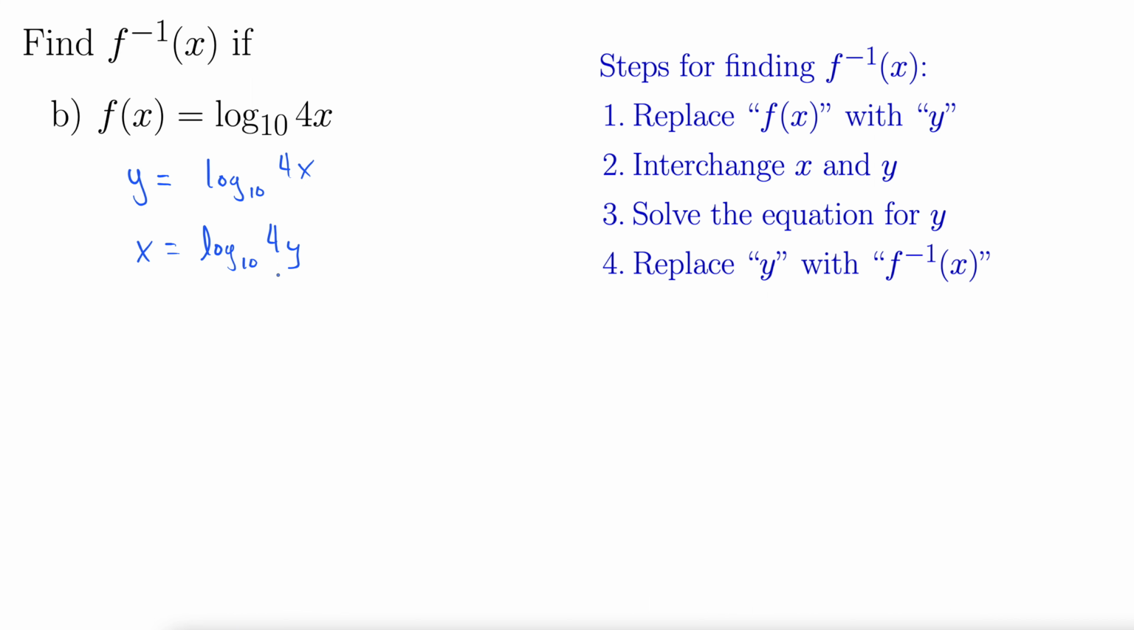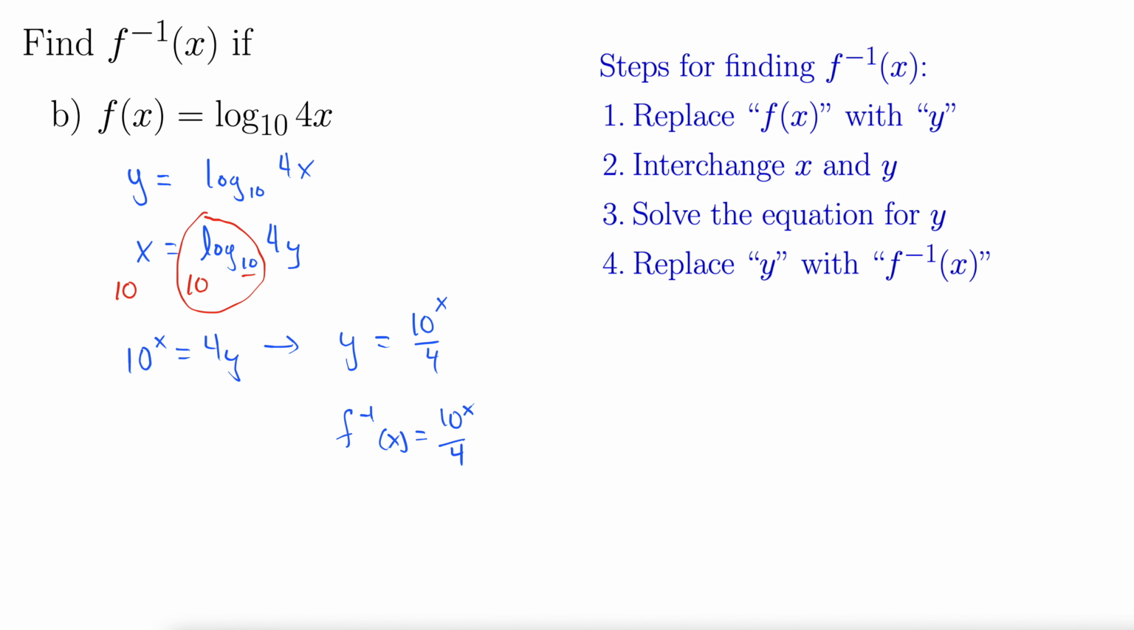Now, when you have a variable trapped in a logarithm, there's a few ways to get it out. One way is to take both sides to the base of whatever the logarithm base is. So I'm going to take both sides base 10. 10 to the x and log base 10 essentially undo each other. I could say cancel each other out, but that's not entirely accurate. They're inverse functions of each other, so they undo each other is a better way of thinking of it. What that leaves us with is 10 to the x equals 4y, which we can then solve. Y equals 10 to the x over 4. Finally, we write that in the proper notation. F inverse of x is 10 to the x over 4.